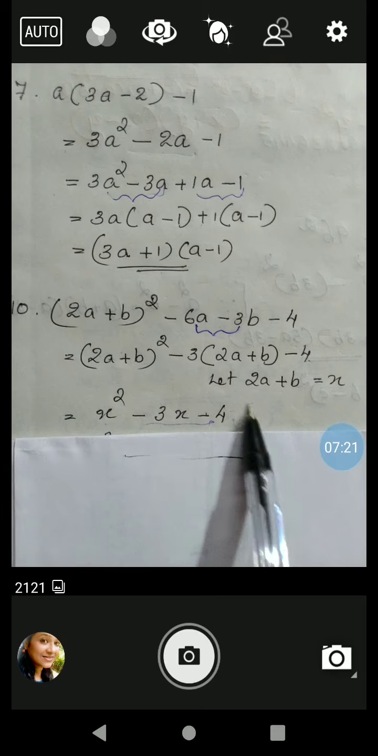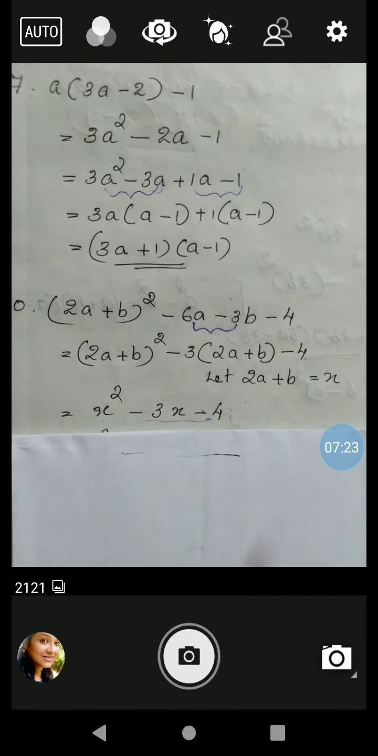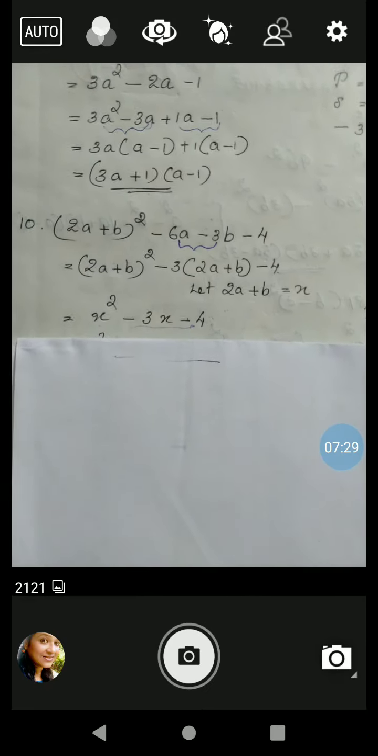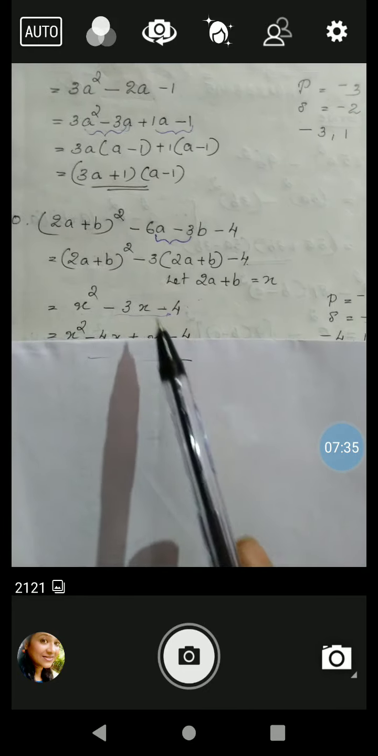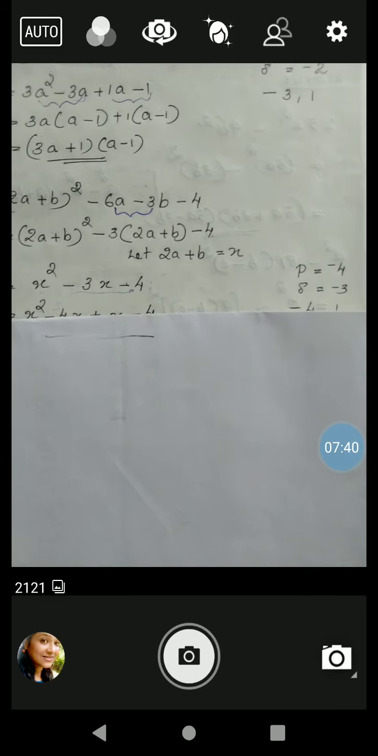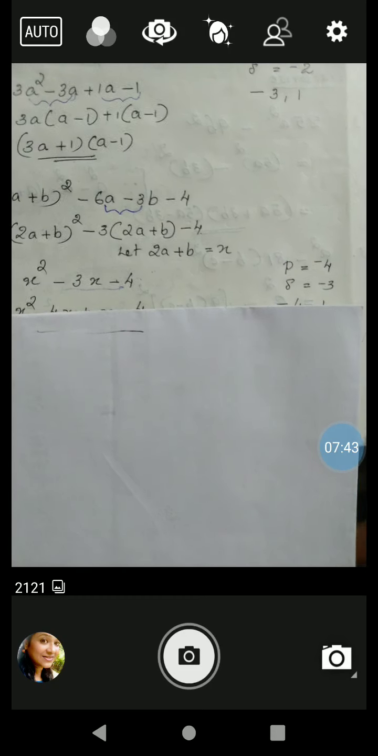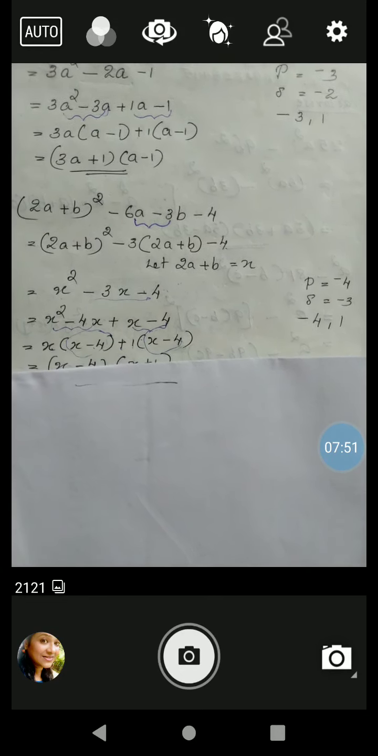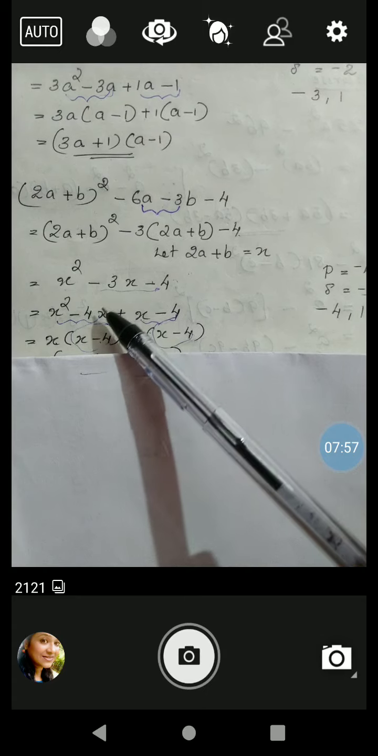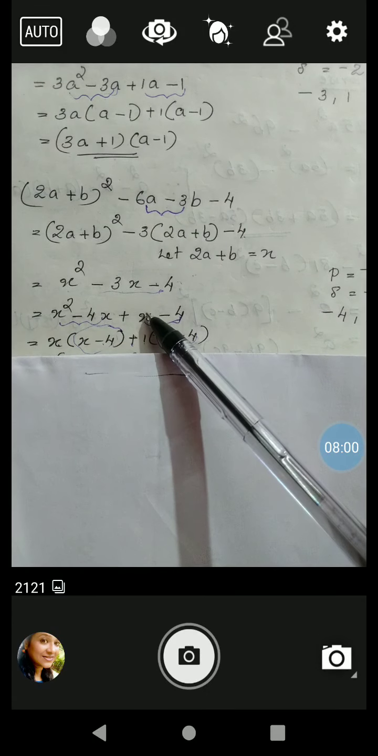Now this is typical trinomial form. Ax square plus bx plus c, that form. Now we can apply product and sum method. Okay. Here what is product? It is obviously 1 into minus 4, that is minus 4, and sum is the coefficient of middle term, that is minus 3. So find two numbers whose product is minus 4 and sum is minus 3, that is minus 4 and 1. So split the middle term. Minus 3x can be written as minus 4x plus x.